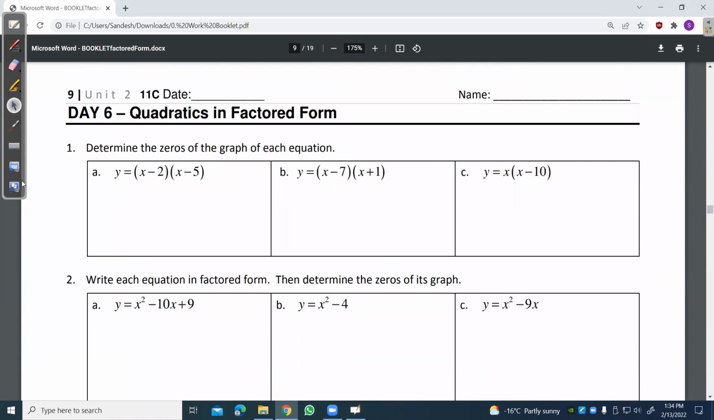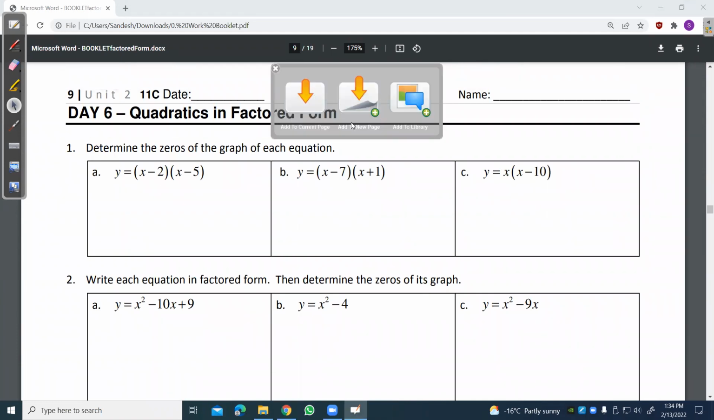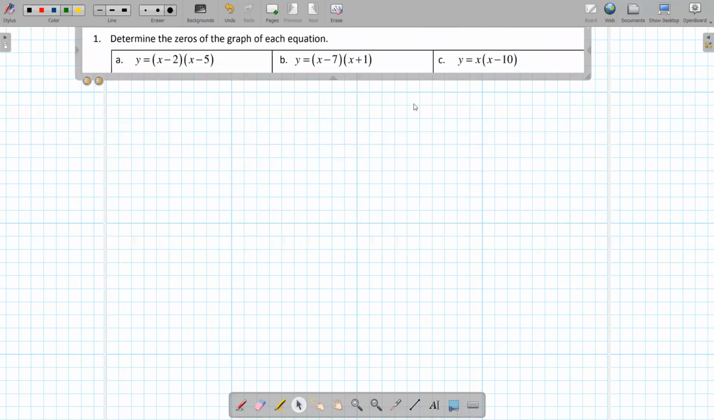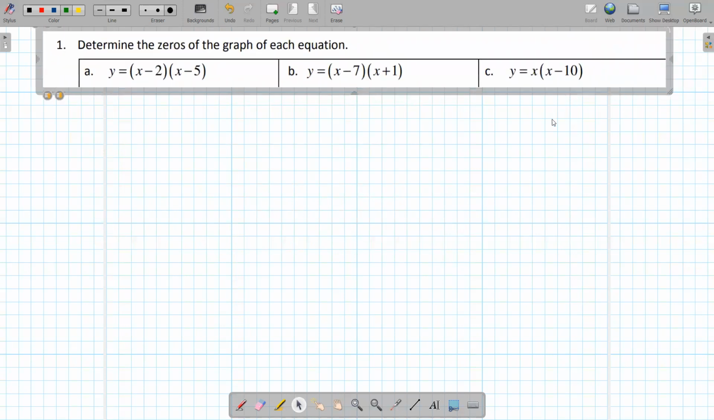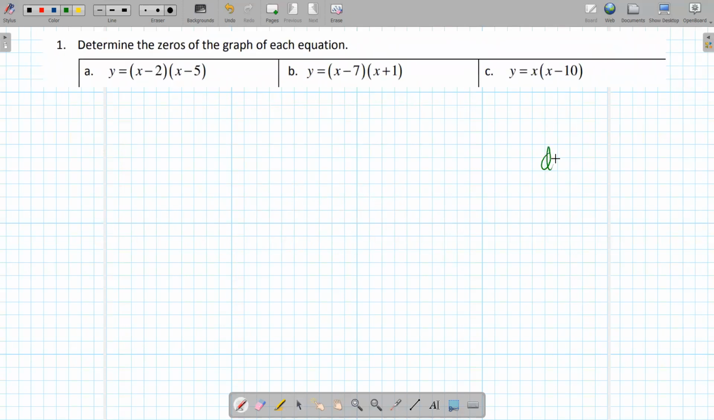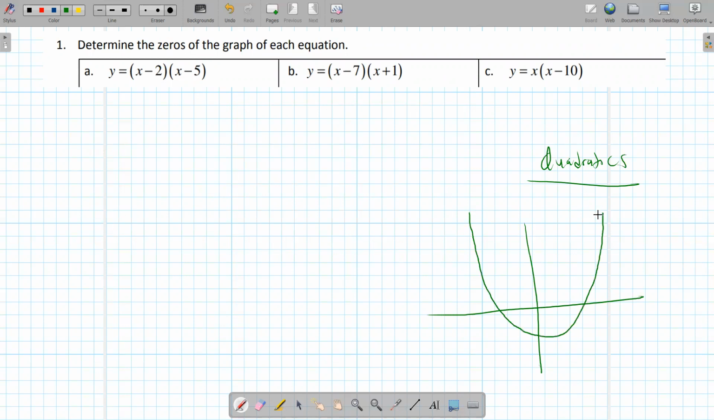All right. So now they've already factored it for us. Now what's the point of factoring this? So we're doing quadratics, right? So it looks something like this, like a U. But it doesn't necessarily have to go through the origin. It can go through anywhere and can even be upside down.